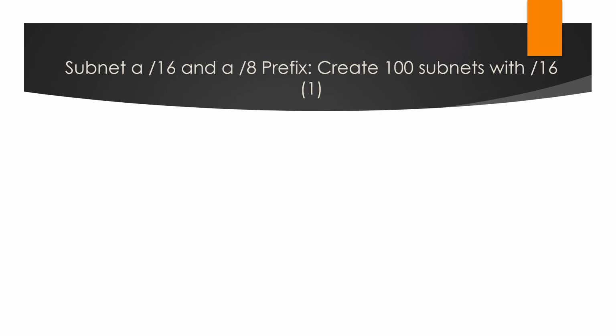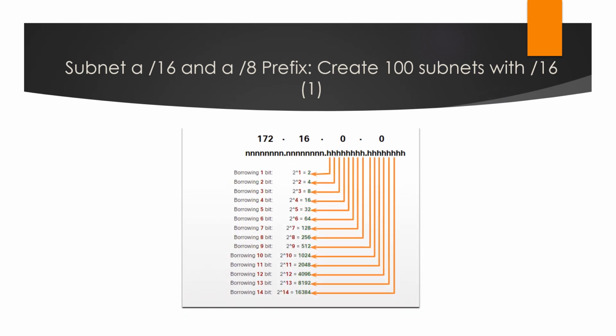When borrowing bits from a /16 address, start borrowing bits in the third octet going from left to right. Borrow a single bit at a time until the number of bits necessary to create 100 subnets is reached. Here in the figure, it is displayed the number of subnets that can be created when borrowing bits from the third octet and the fourth octet. You can see that there are up to 14 host bits that can be borrowed.